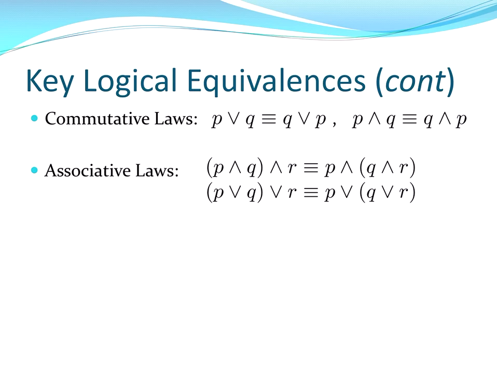Associative laws. In this case, if we have a string of disjunctions or a string of conjunctions, it doesn't really matter which order we do them in, you get the same result. And you can prove this with the truth table. But if we have P and Q and R, if we do P and Q first, and then R, it's the same as doing Q and R first and then P.